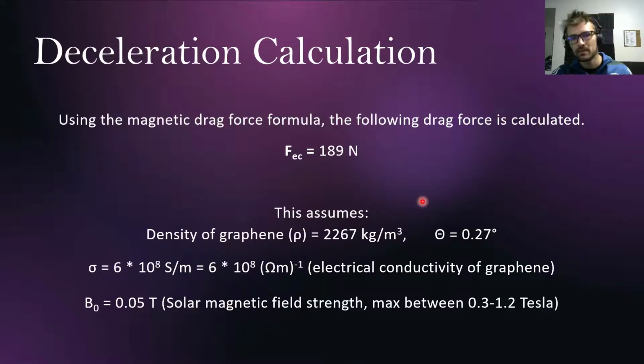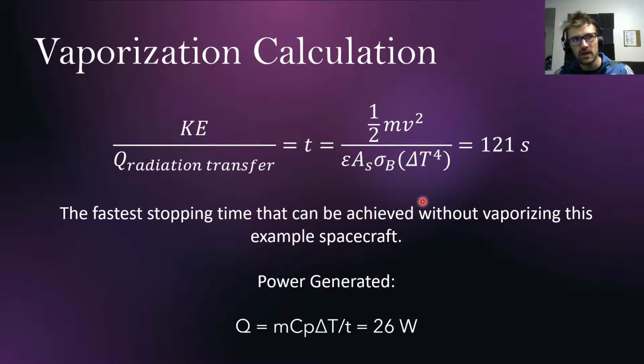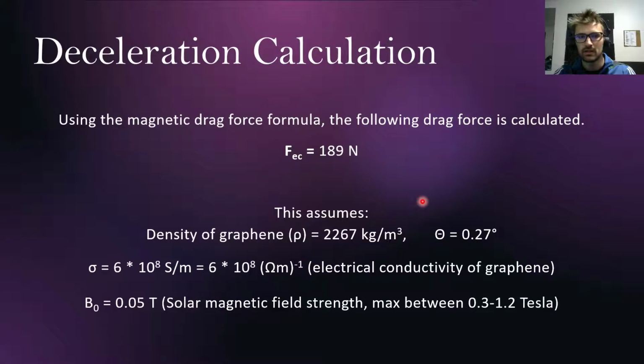Now, we have this given time. We need to make sure it takes longer for the spacecraft to decelerate than this vaporization calculation, because if it goes faster than this vaporization calculation, you're going to vaporize the spacecraft. So in order to figure out how slowly we need to decelerate the spacecraft so we don't need to worry about these sorts of problems, you can use the magnetic drag force formula that we showed a few slides ago. Again, refer to the paper if you want the full in-detail calculations. But from this example, you get about 189 newtons of deceleration, assuming these parameters for the other parts.